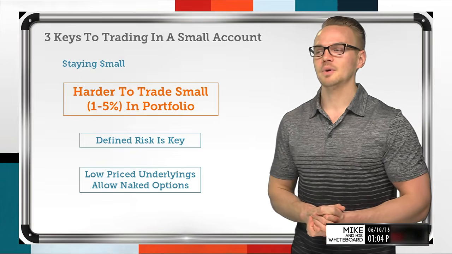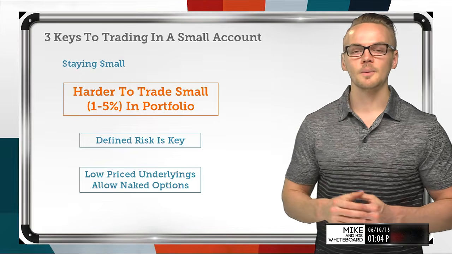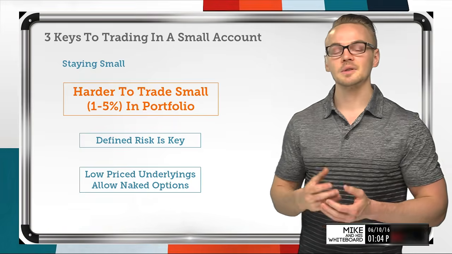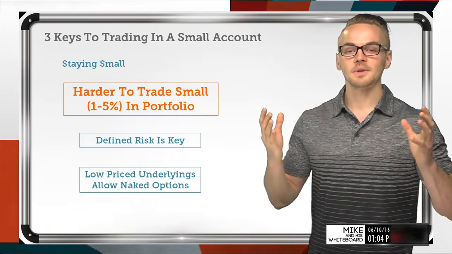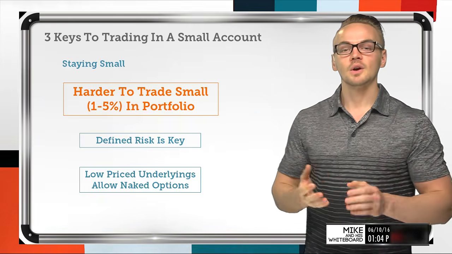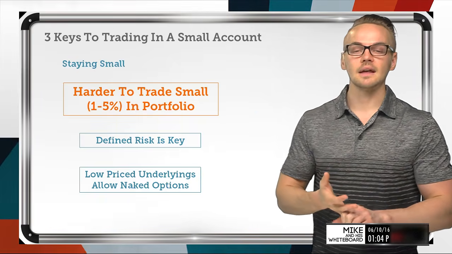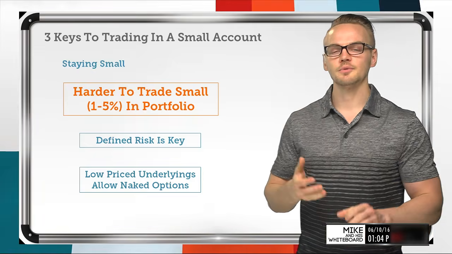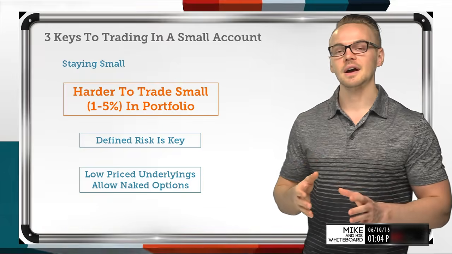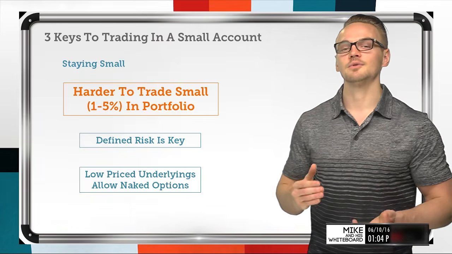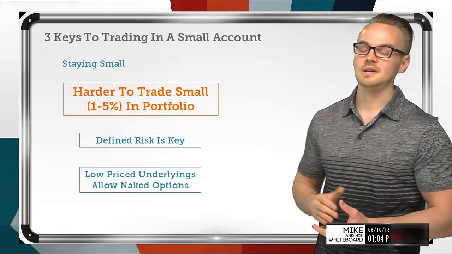And another thing I want to point out is low-priced underlyings. We really like naked options for the benefits that they offer. We can collect more premium, which ultimately increases my probability of profit. And we have the ability to roll it if we run into trouble with the trade. If a trade goes against us, it's much easier to roll an undefined risk or naked option trade for a credit when we compare it to a defined risk trade.